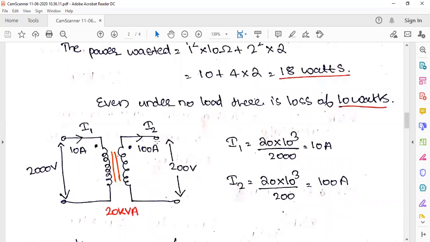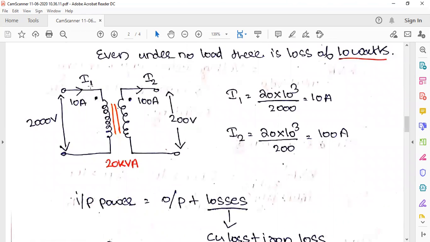Here the input current I1 is 10 ampere. We have a 20 kVA single phase transformer, and the input voltage is 2000 volt, being stepped down to 200 volt. Sorry, this should be drawn with fewer turns. How much will I1 be? The kVA rating divided by the voltage, so I1 will be 10 ampere. In a step down transformer the secondary current is more, so I2 will be 100 ampere.